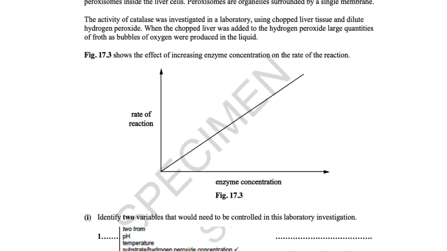Effective increasing enzyme concentration. So they did an experiment here where the independent variable was the concentration of the catalase, and the dependent variable they've then converted into a rate of reaction because they've looked at the evolution of oxygen per unit time, which has given them a rate of reaction.